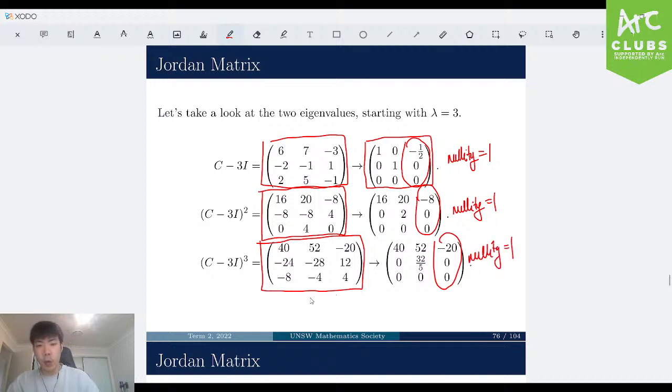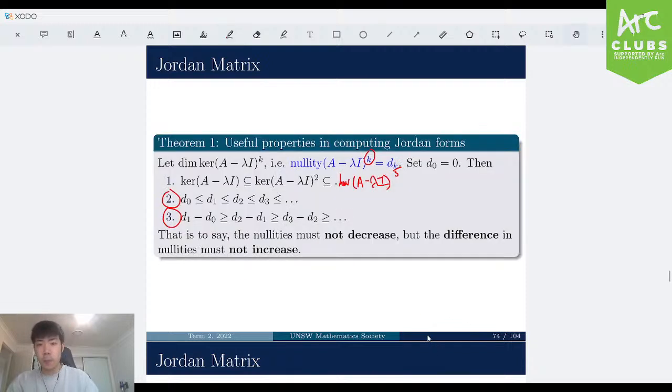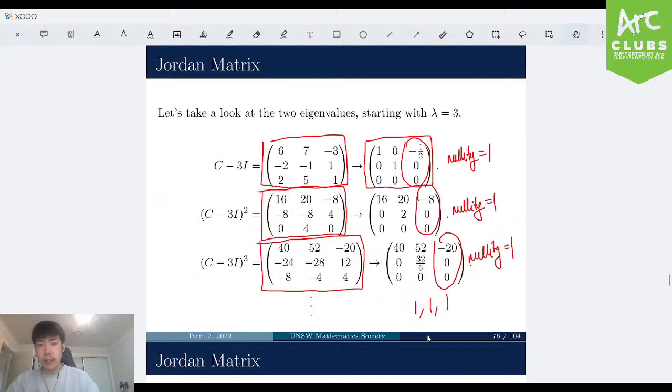Okay? Of course, you can keep going to power 4, power 5, and so on. But notice the pattern here is that we have 1, 1, 1. This does indeed satisfy our condition that the nullities are non-decreasing, right? So it's not going from 1 to 0 at any point in time. It's always 1, 1, 1. And furthermore, the differences in these nullities are non-increasing. So 1 minus 1 is 0 here. And 1 minus 1 is 0 here again. Right? So these differences in nullities are not increasing. It's staying at 0 in this case.